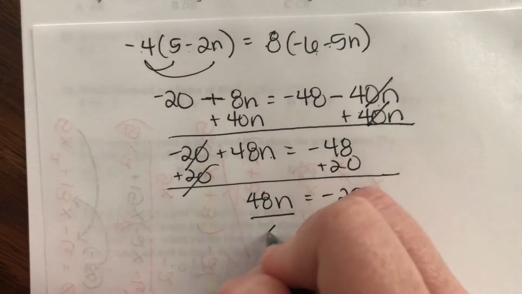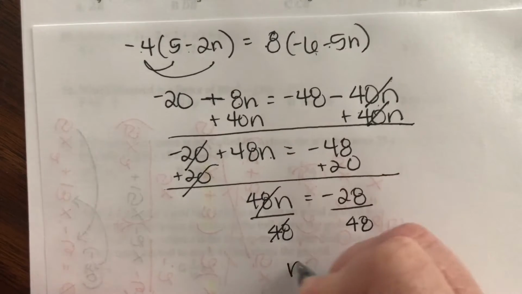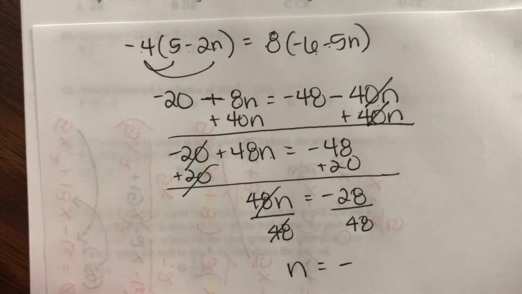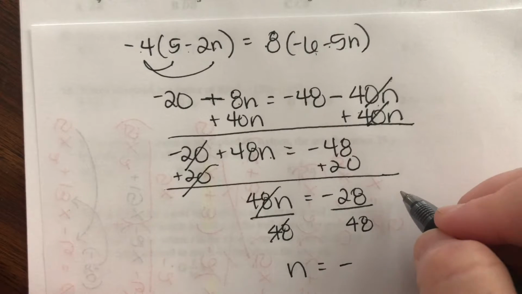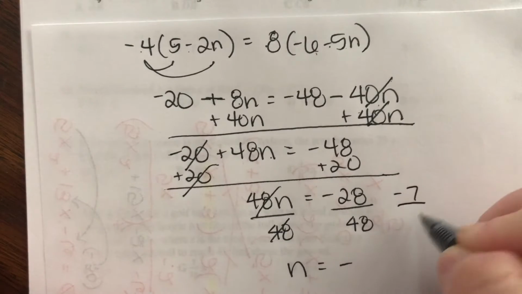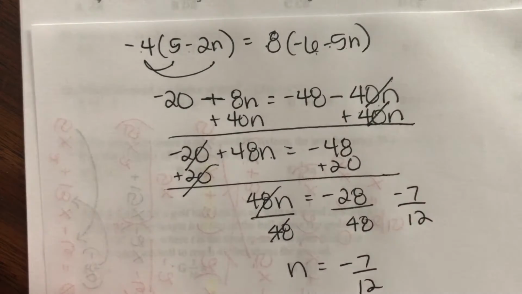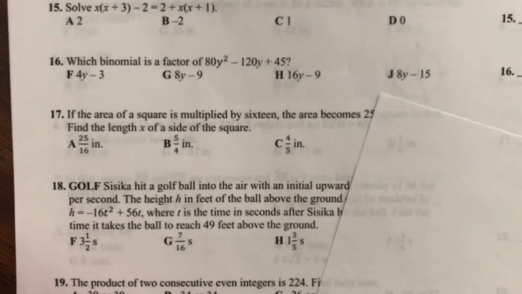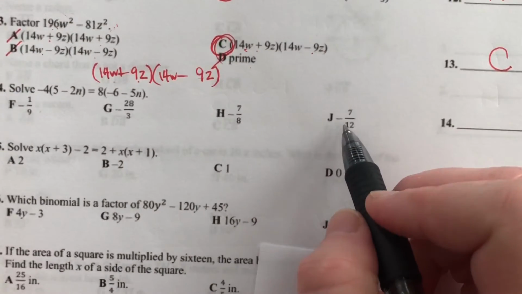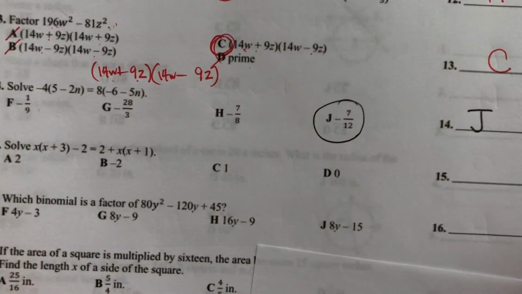And then divide by 48. N equals something negative, right? If I divide by 2, I'm terrible at this. If I divide by 4, I get -7 over 12. So we should get n equals -7 over 12. J, -7 over 12. Number 14 is J.